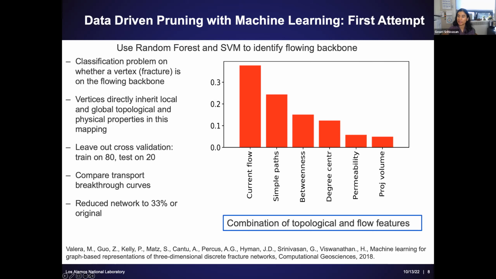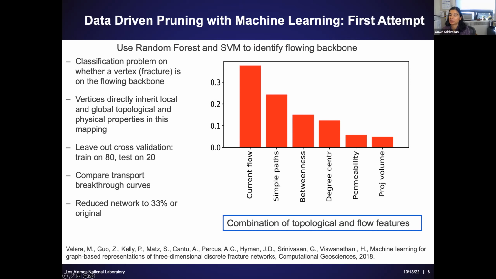So obviously, we had to train a whole bunch of networks. We generated about 100 different instances of a fracture network with given average properties. And we said, okay, the vertices are going to inherit the local and global topological and physical properties in this mapping. And we looked at metrics that are topological, hydrological and geometric. And we said, how well can we tell, once we have done a leave-out cross validation, train on 80 and test on 20? How well can we predict the characteristics of fractures that may be part of the backbone? And it turned out we were able to reduce our network to about a third of the original. And then we compared the transport breakthrough curves. I'll show that on the next slide.